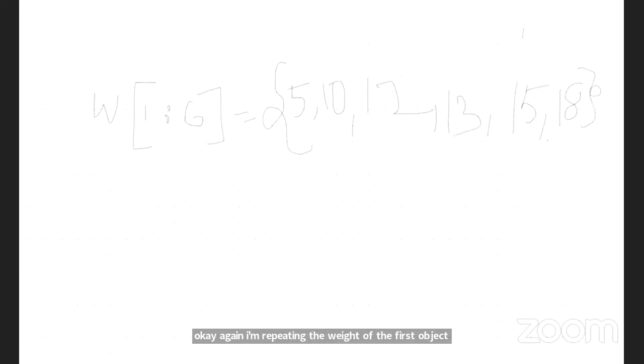So take down the weights. The weight of the first object is 5. The weight of the second object is 10. The weight of the third object is 12. The weight of the fourth object is 13. The weight of the fifth object is 15. The weight of the sixth object is 18. Okay. Again, I'm repeating. The weights are 5, 10, 12, 13, 15, 18, and the size of the bag is 30.